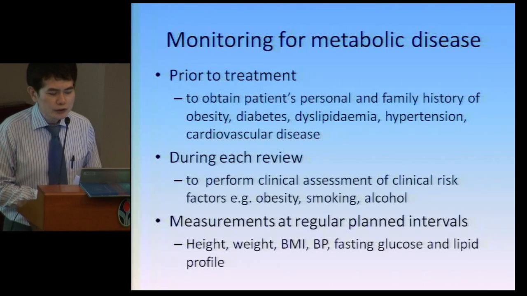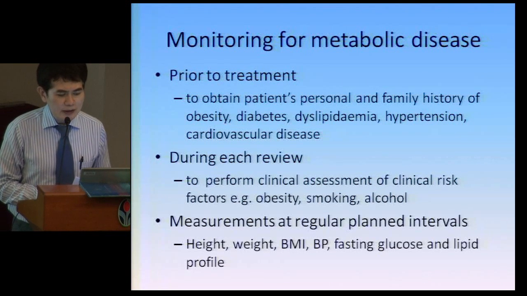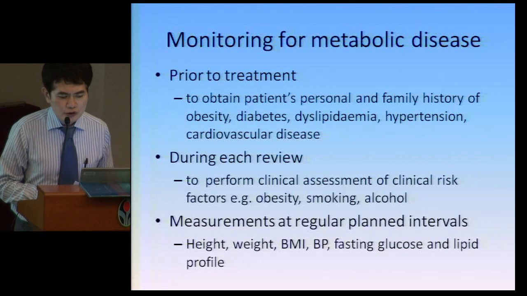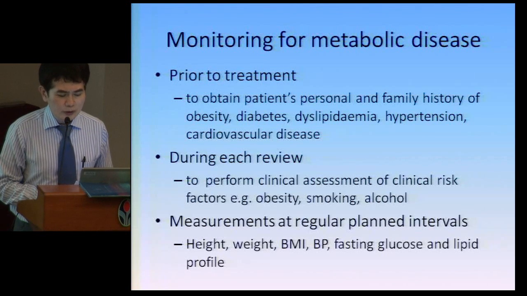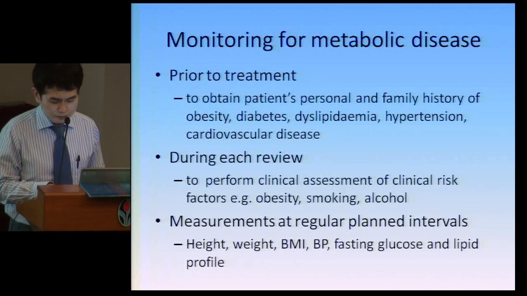So prior to treatment, we should have a baseline. And in this baseline, we obtain the patient's personal and family history of obesity, diabetes, dyslipidemia, hypertension, and cardiovascular disease. During each review, we perform a clinical assessment of clinical risk factors, for example, obesity, smoking, and alcohol. Measurements are also done at regular planned intervals: height, weight, BMI, blood pressure, fasting glucose, and lipid profile.